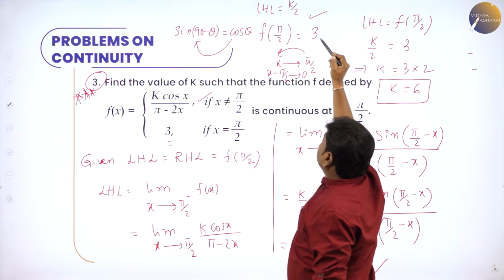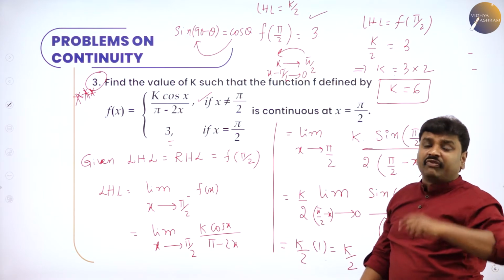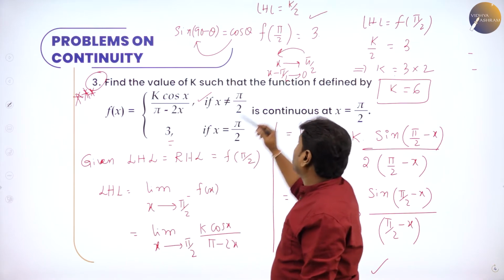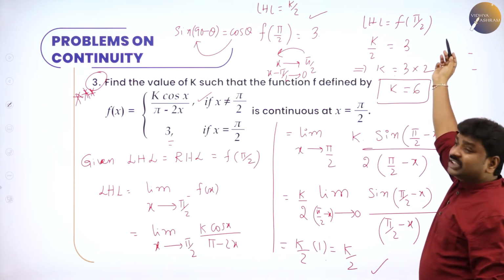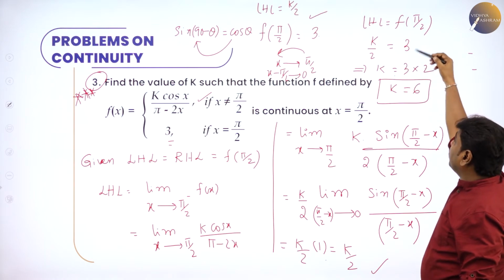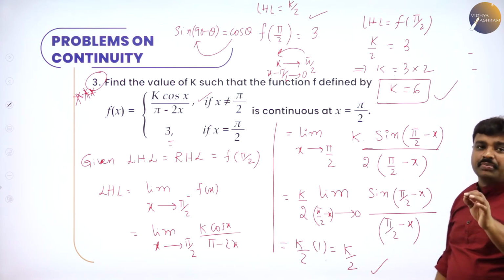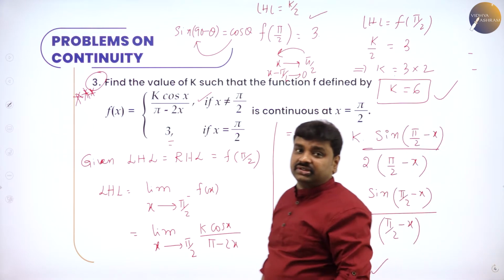I wrote it here. And then find f of pi by 2. What is meant by f of pi by 2? Function value when x is pi by 2. When x is pi by 2, what is the function value? 3. So f of pi by 2 you got 3. So now equate LHL is equal to f of pi by 2. LHL is k by 2. F of pi by 2 is 3. Solve it and you'll get k is equal to 6. Most important standard question.